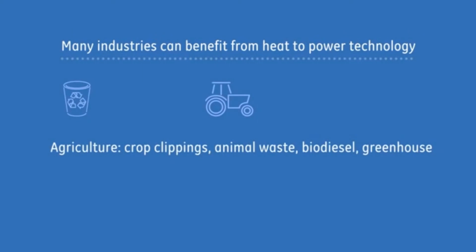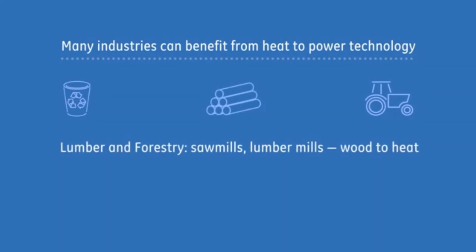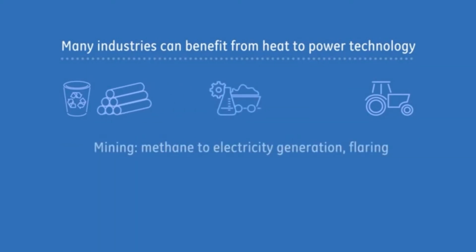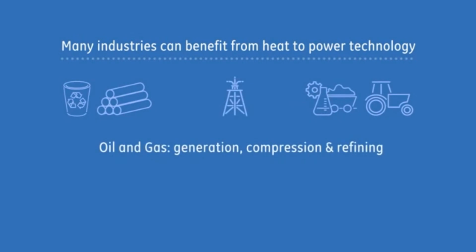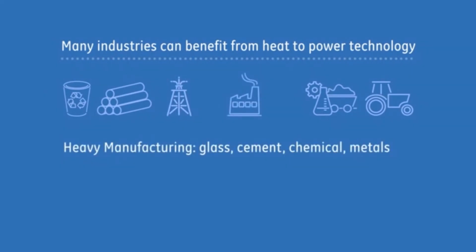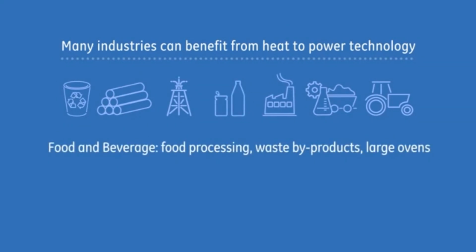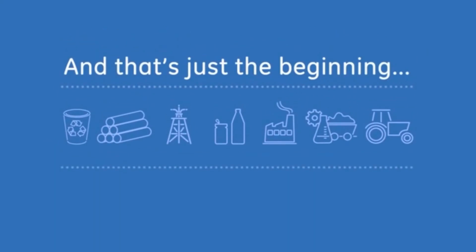The second one is agriculture, crop climate, animal waste, biodiesel, and greenhouse. The third one is lumber and forestry, sawmill, lumber mill, wood to heat. The fourth one is mining, methane to electricity generation and flaring. Then oil and gas generation, compression, and refining. Then heavy manufacturing, glass, cement, chemical, and metal. And the last one is food and beverage, food processing, waste byproduct, and large oven.